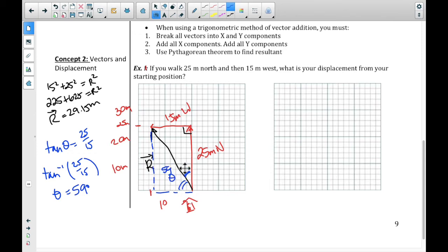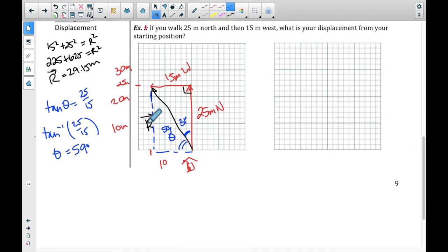Now, if you did want the other angle, you would just take 90 minus 59, and that would give you this one, which would be 31 degrees. When we give our answer, we want to give it in terms of both the distance and the angle. So our solution is that it's 29.15 meters, we know that. And then the description, we have these maybe different than what you've seen before.